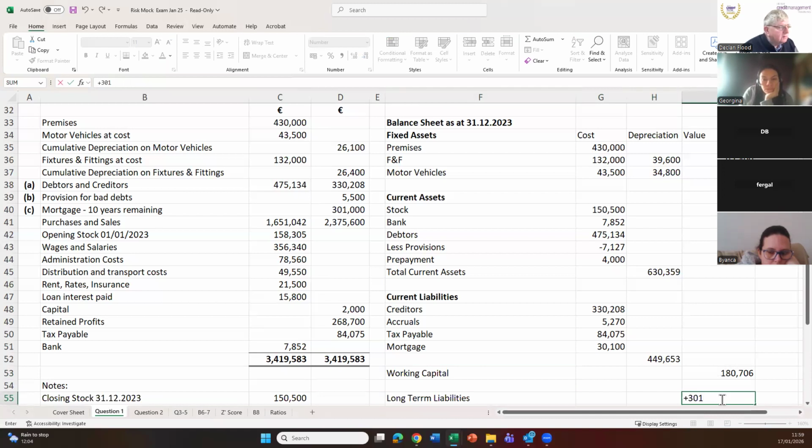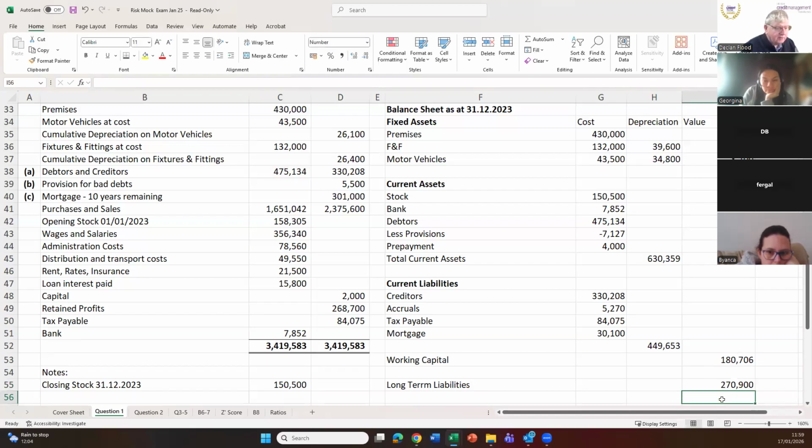Mortgage 301,000 minus my 30,100. Because that's how much I'm going to pay this year. So my long-term liabilities have reduced. So I've just split the mortgage between long-term and current. So that is fine. So that's my long-term liabilities.